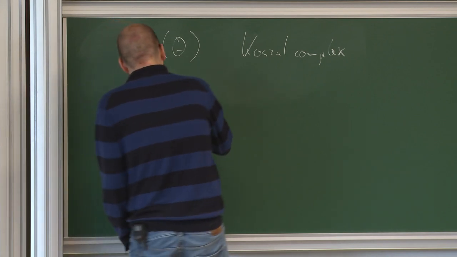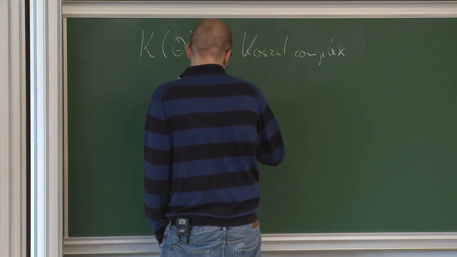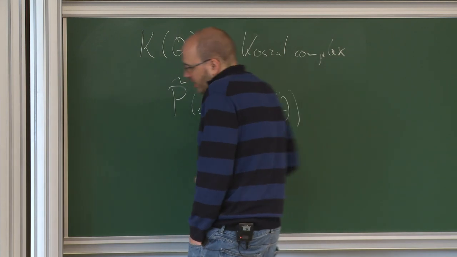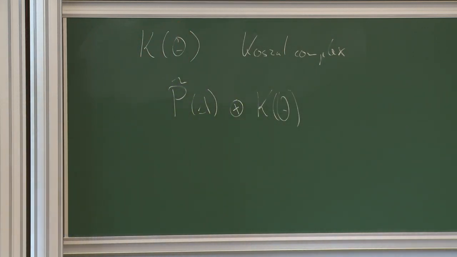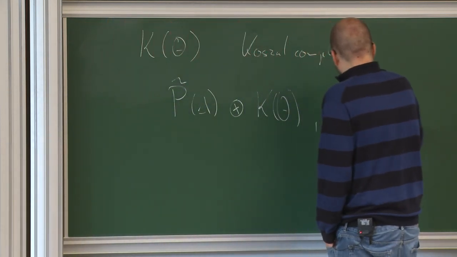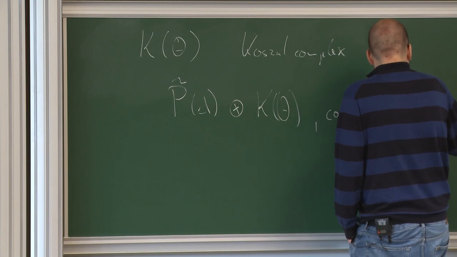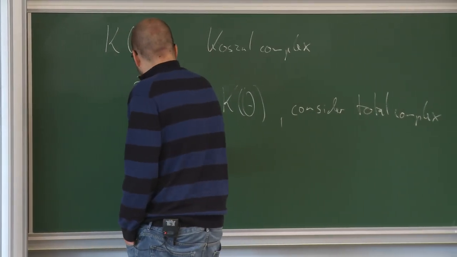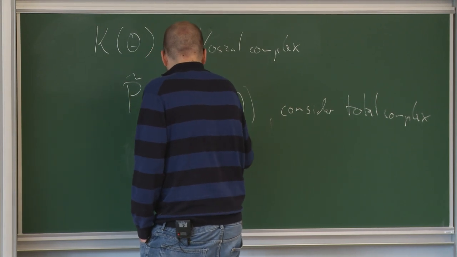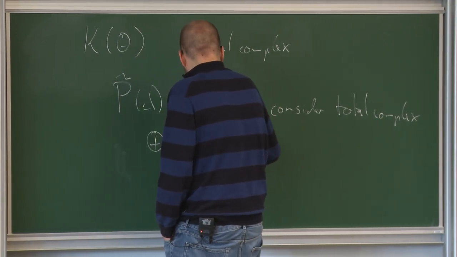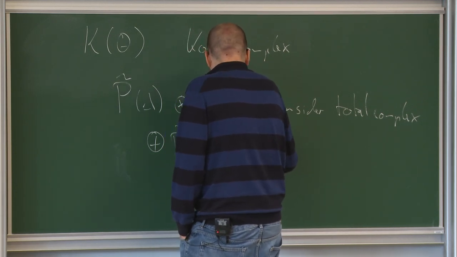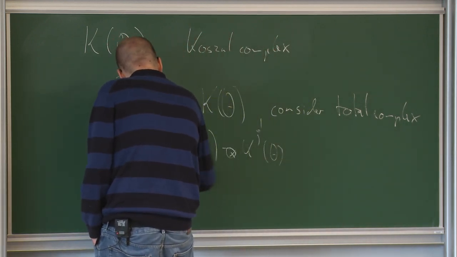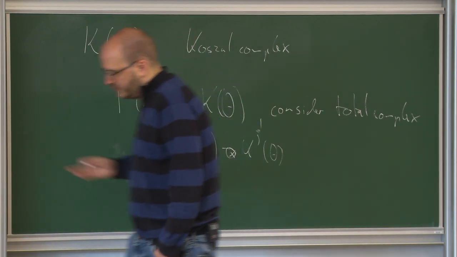And now we marry the two. So we take P of delta tensor the Koszul complex. Now we have this double complex. We take the total complex of it. Consider the total complex. And now what happens? I have this double complex, which is just the direct sum of the i-th component here with the j-th component here, where i plus j is equal to a given k.